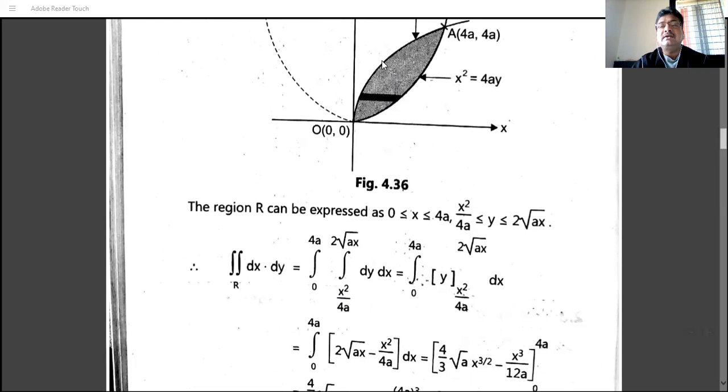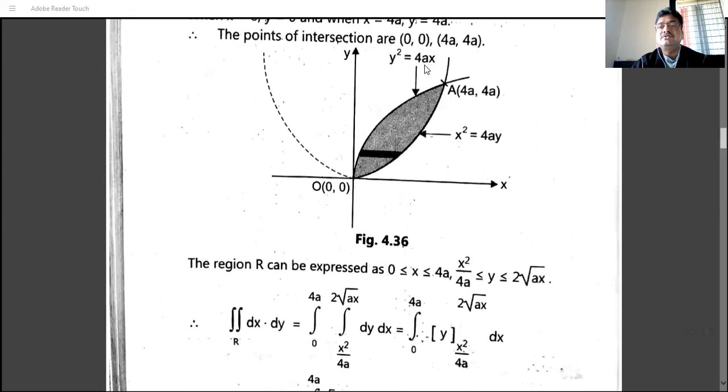And the other end touches this curve, or parabola. What is that? y square is equal to 4x. So from this, find the value of y. y is root 4x, that is 2 root x. Okay, take the positive side. So these are the limits of y. That is, take strip parallel to y-axis, and then its lower end touches this curve. Therefore y is x square by 4a is the lower limit, and the other end touches this curve. So y is 2 root ax.